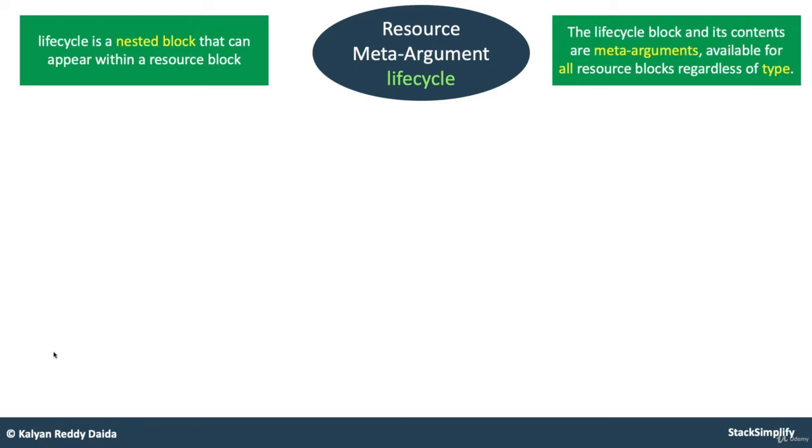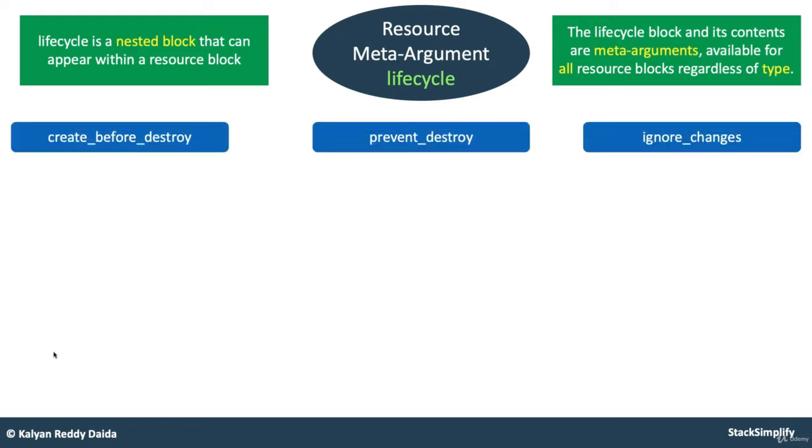As with other meta arguments, the lifecycle meta argument is also going to change the behavior of the resource. There are three ways it can change the behavior of the resource: one is create before destroy, another is prevent destroy, and then ignore changes. In these three ways, the respective meta argument can make behavioral changes to the resource.